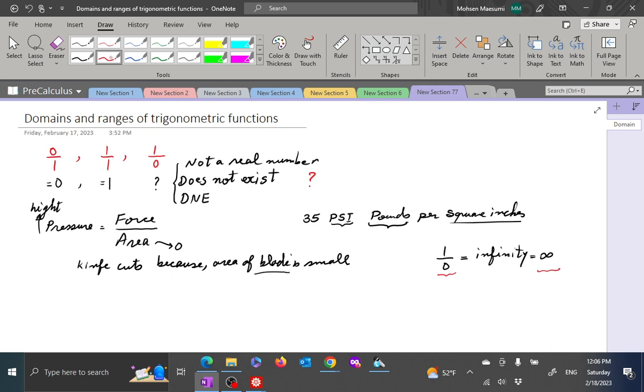And one of the places that you come across this is in the issue of domains of functions, and then of course domains of trigonometric functions. Let me just go back to the beginning of the semester. Let's go to a problem that is simpler than trig functions.